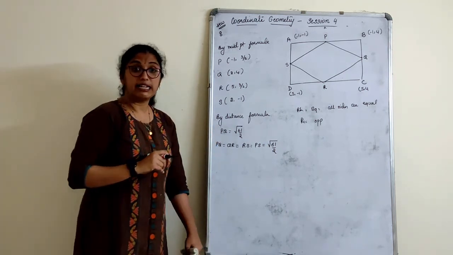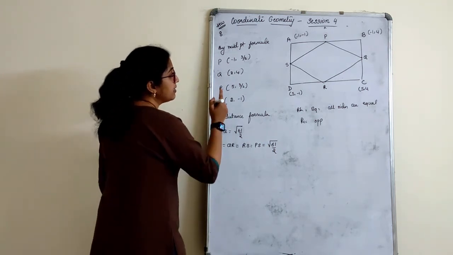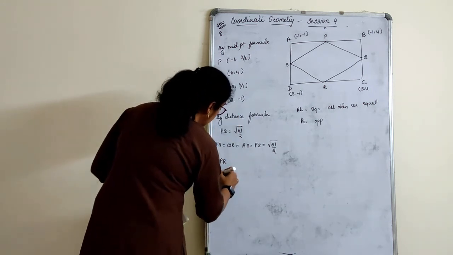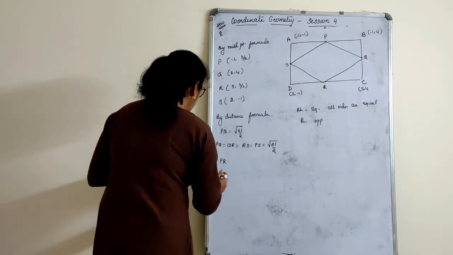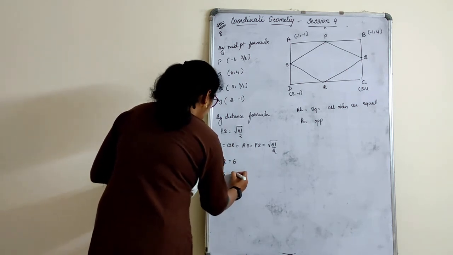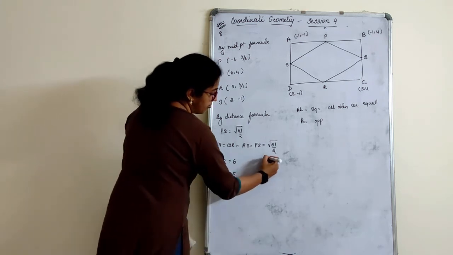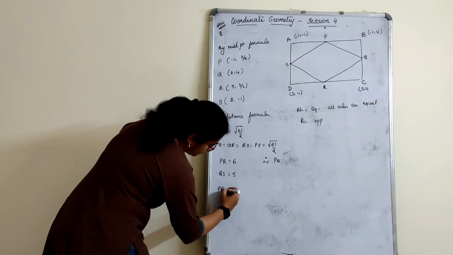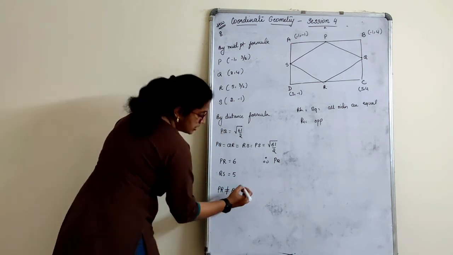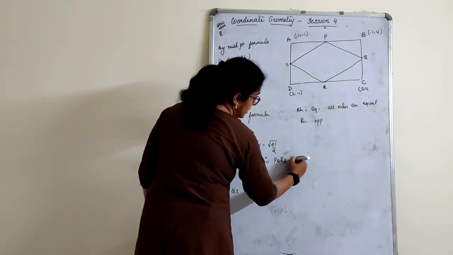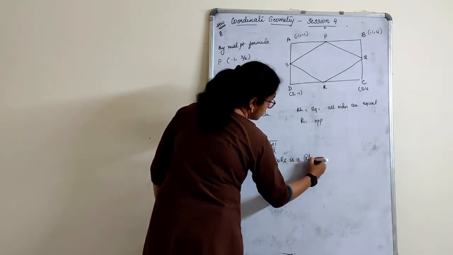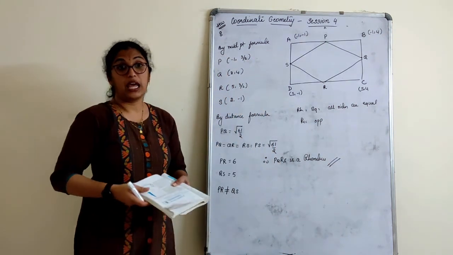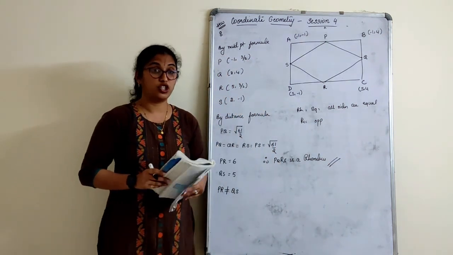Since all the sides are equal, let's check the diagonals. So diagonal PR and diagonal QS. Diagonal PR you will get as 6 and QS as 5. Therefore, PR is not equal to QS. Therefore, PQRS is a rhombus. And there we complete the chapter Coordinate Geometry.